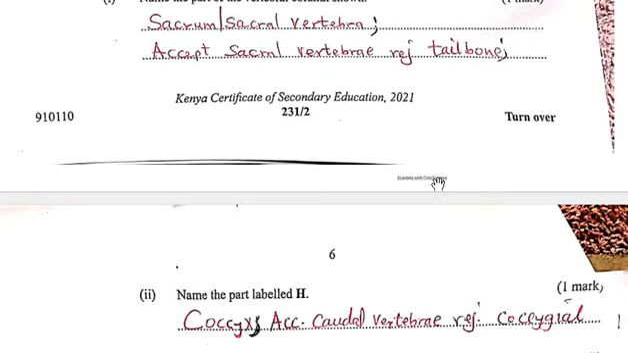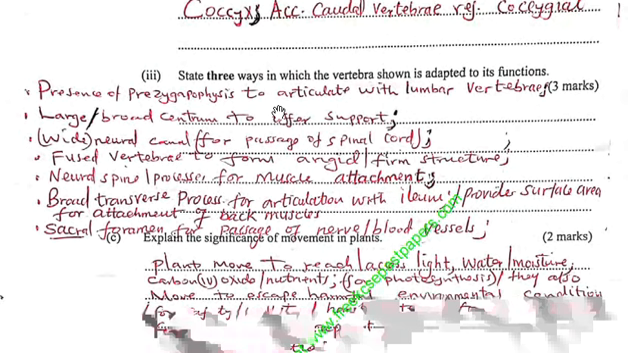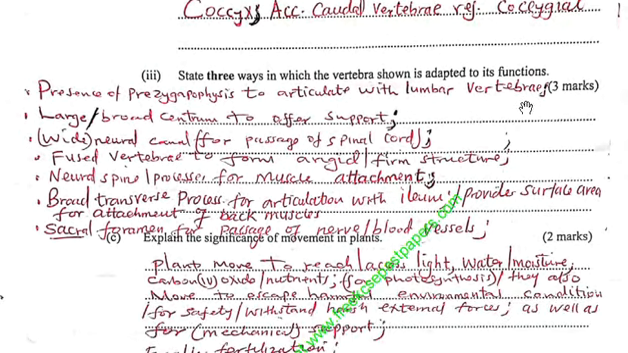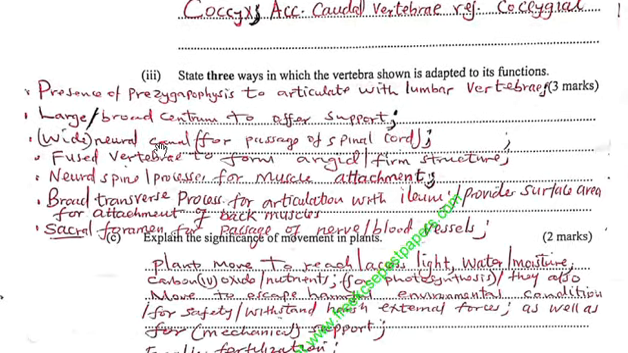That is a sacral vertebra, and the first adaptation, it has a pre-zygapophysis to articulate with lumbar vertebrae. Then it has a broad centrum to offer support, then a wide neural canal for passage of the spinal cord, then fused vertebrae to form a rigid, firm structure, then a process of neural spine to provide a surface for muscle attachment.